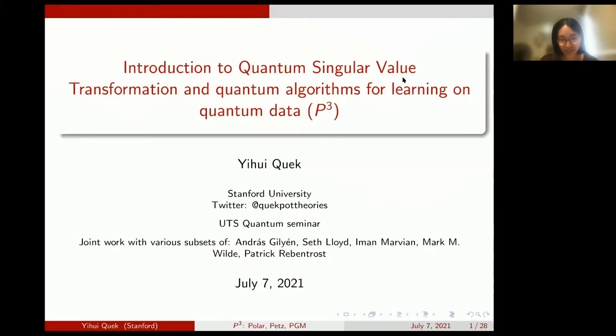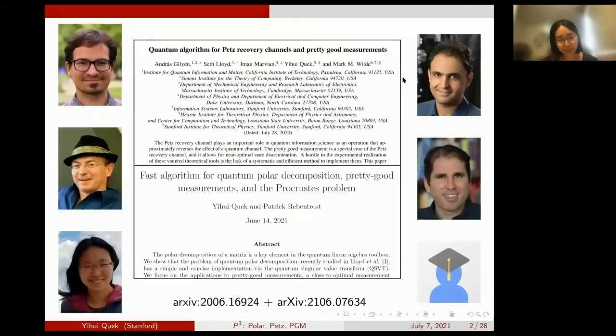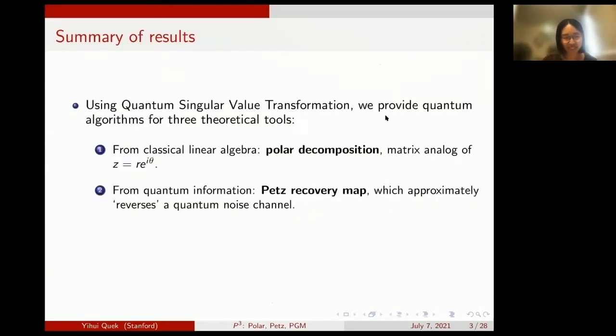Okay, so this is based on two papers, which are also in the email that was sent advertising this talk. So just to summarize, using quantum singular value transformation, we provide quantum algorithms for three theoretical tools. One of them comes from classical linear algebra, and it's called the polar decomposition. We can think of this as the matrix analog of a familiar way of writing complex numbers as a real part R times a phase e to the i theta.